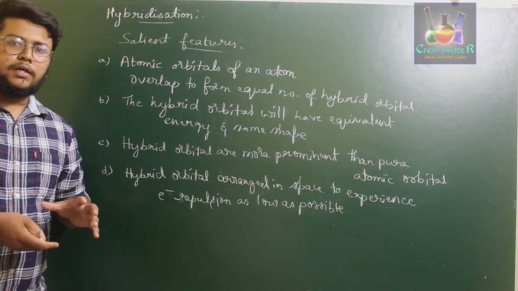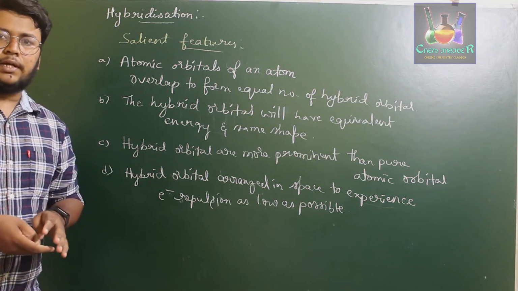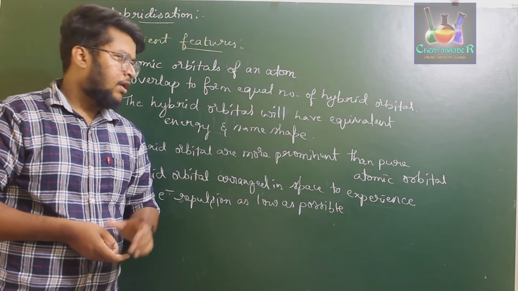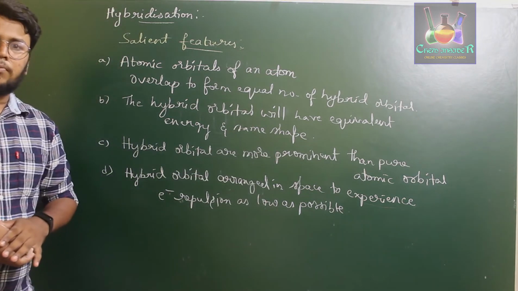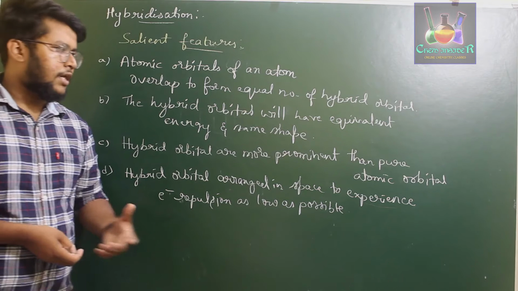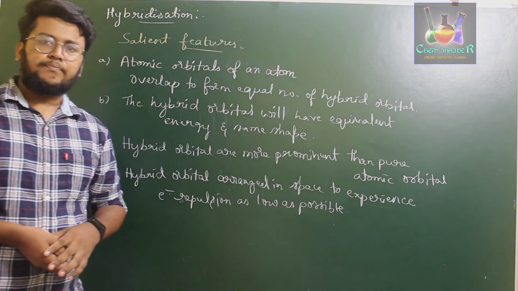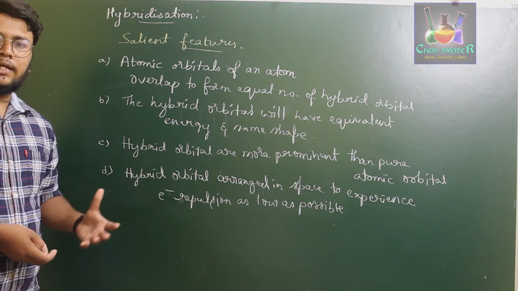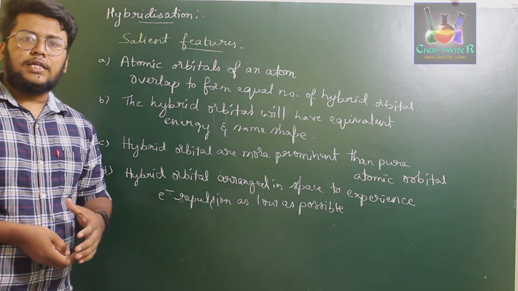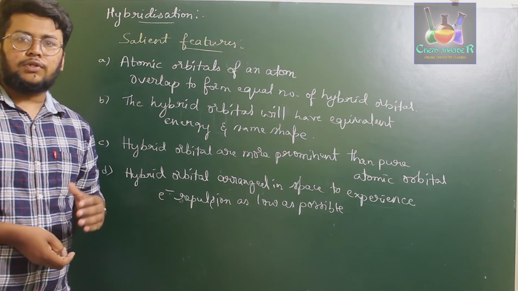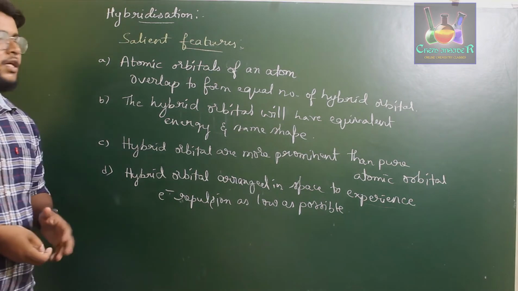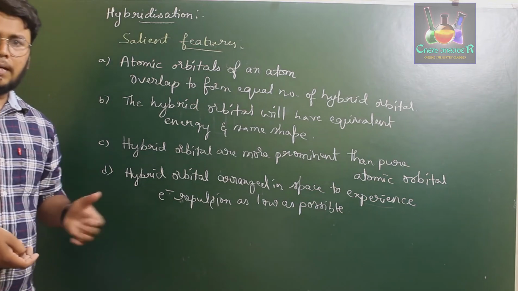Second point, the hybrid orbitals formed by hybridization will always have equivalent energy and similar shapes. And the third point, these hybrid orbitals are useful because they explain the geometry of the molecule more clearly than the pure atomic orbitals. And in the fourth point, these hybrid orbitals arrange themselves in three-dimensional space to provide a clear geometry while experiencing minimum repulsion. Therefore, they form stable bonds when compared to pure atomic orbitals. So this is all about the salient features of hybridization.